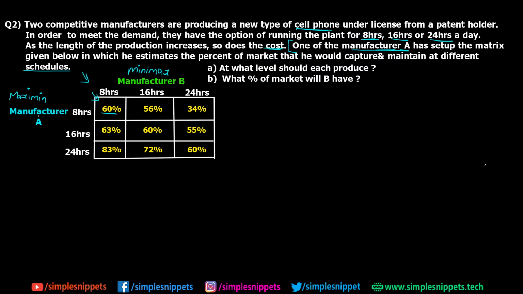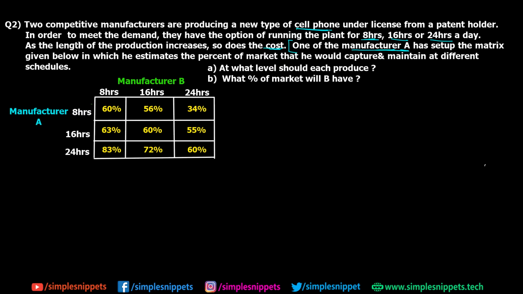Another example would be if the manufacturer A and B run the individual factories they have for 16 hours and 16 hours, then again manufacturer A is gonna capture 60% of the market, which means manufacturer B will capture 100 minus 60, that is 40% of the market, right? So this is how you read this payoff matrix.